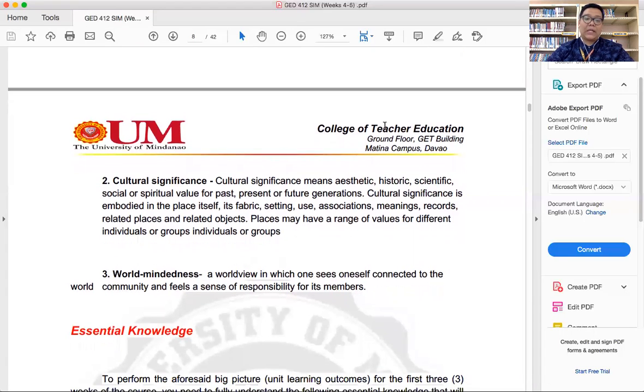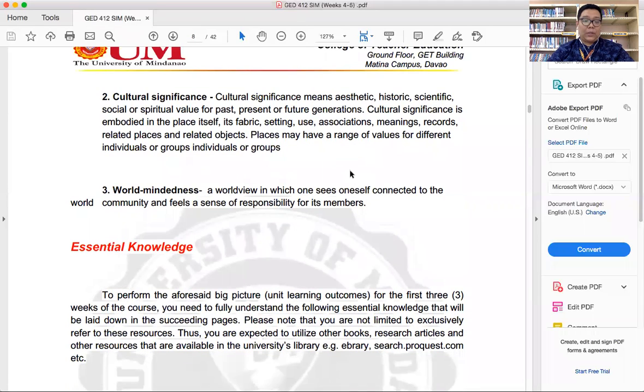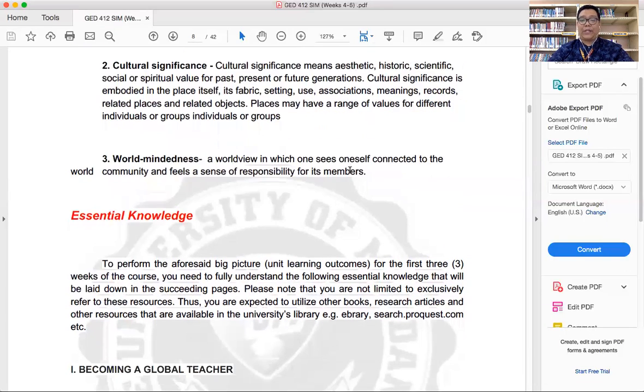Now, cultural significance is very important to be understood because as a global teacher, you need to have cultural sensitivity, most especially when it comes to the diversity of students inside the classroom setting. Another thing that you need to understand is world-mindedness. It is a worldview in which one sees oneself connected to the world community and feels a sense of responsibility for its members.